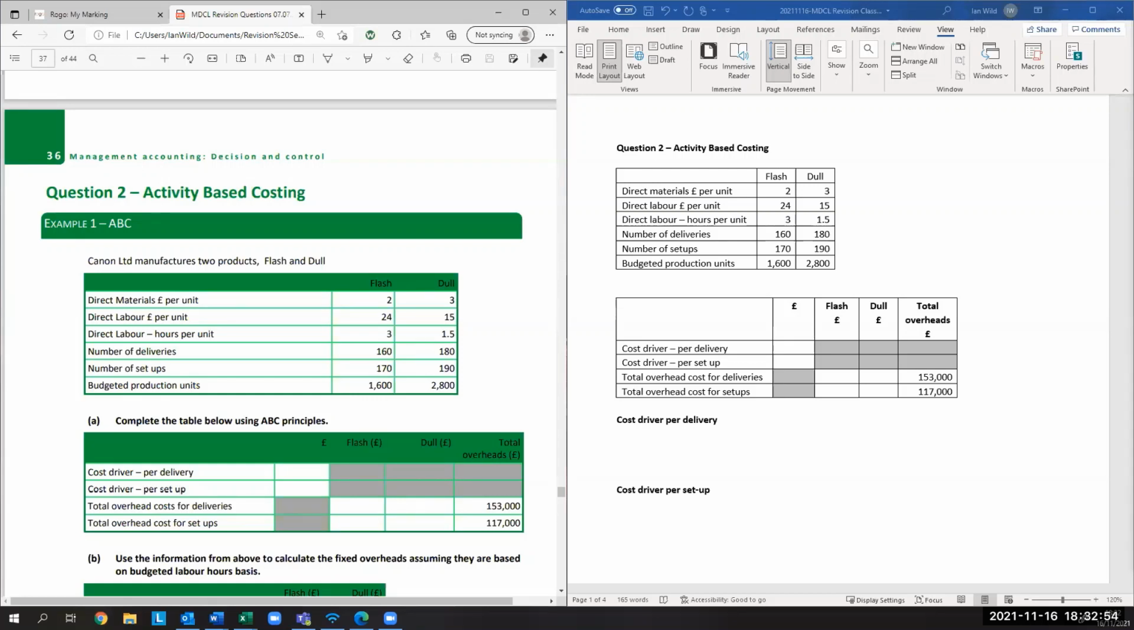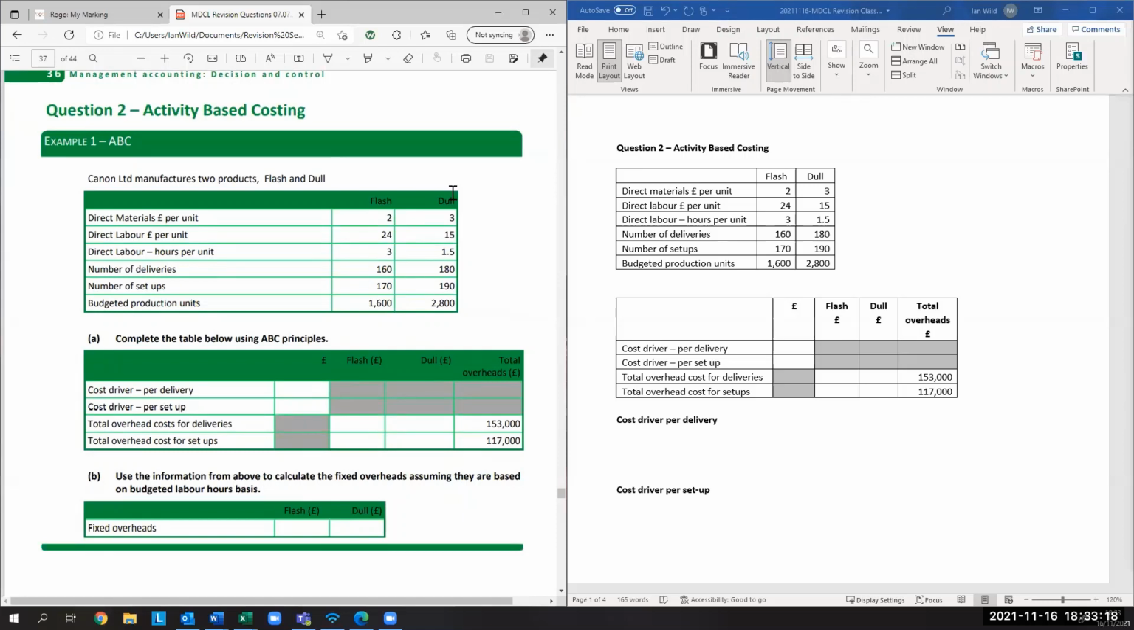Activity-based costing is meant to be much, much more accurate because it takes what we call cost pools and cost drivers, and it lets us have a much more accurate method of distributing the costs between the relevant departments. So let's have a look at this quick question.